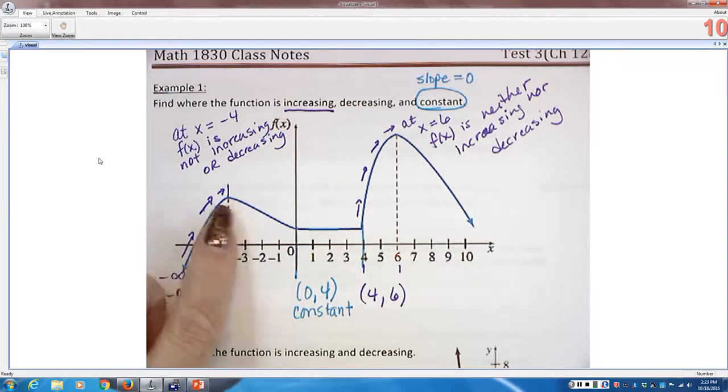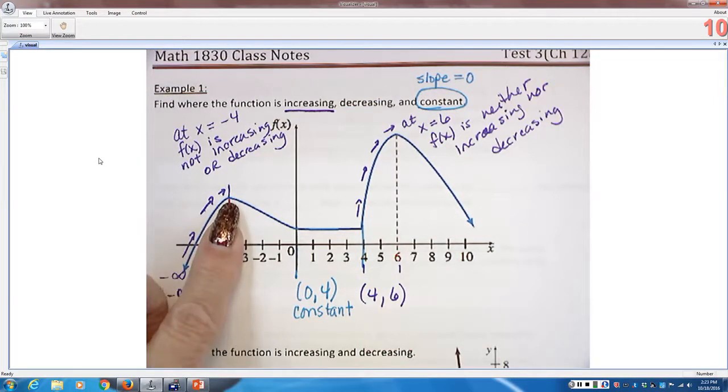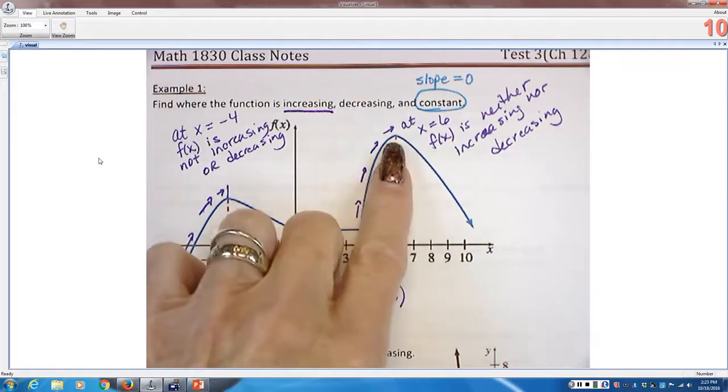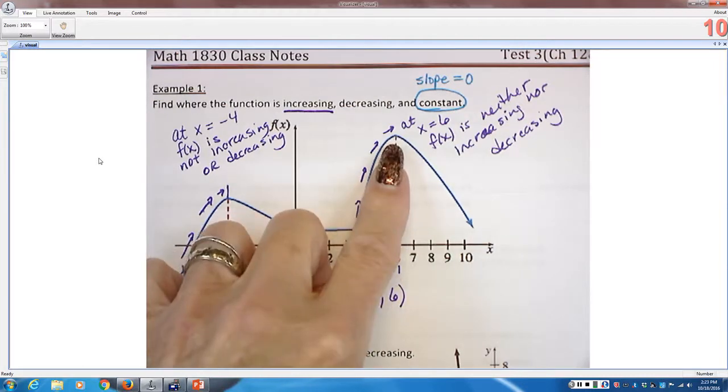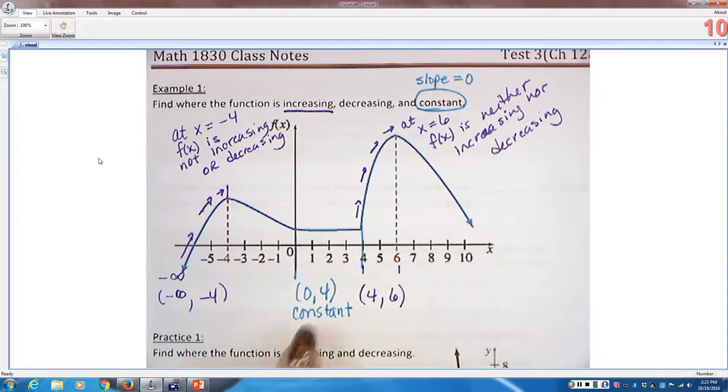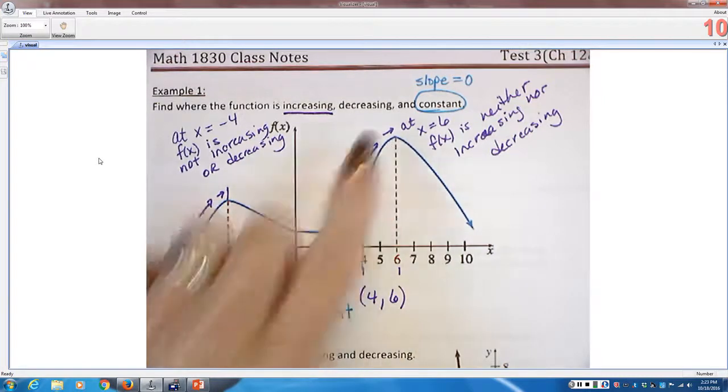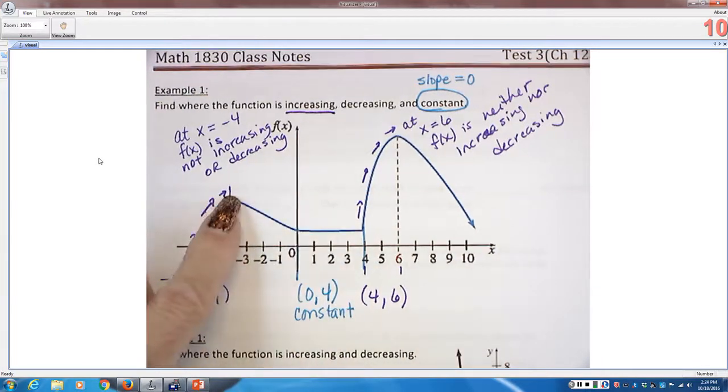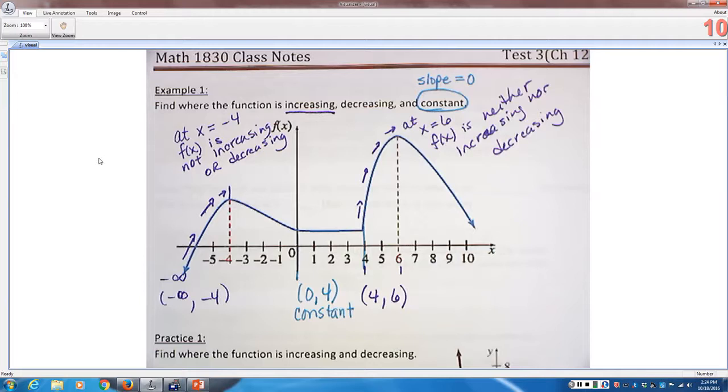And that's actually what's happening just for an instant at x equals -4 and x equals 6. But we don't say that it's constant at x equals 6 or constant at x equals -4, because you can only talk about increasing and decreasing and constant over an interval, not at a single point. It has to be a discussion of an interval.